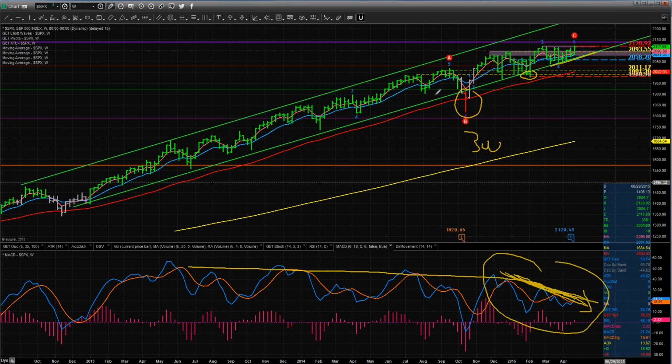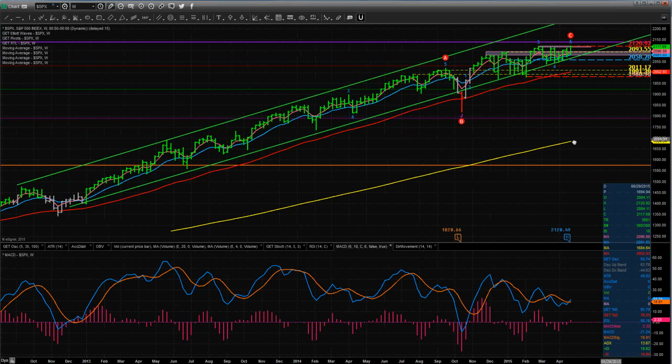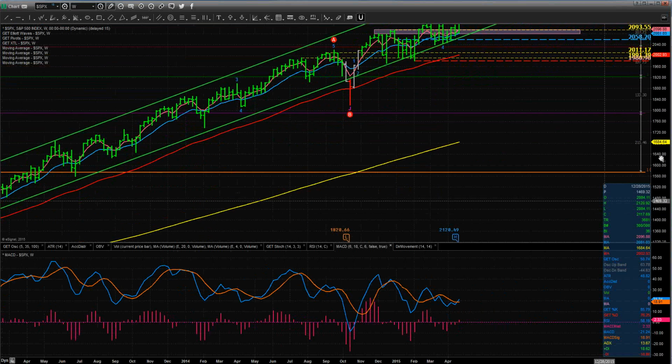So if we break this lower channel line of this upsloping channel that we've been in since late 2012, we're going to come down and test these areas down here again, which would mean we break possibly the opening price of the SPX, which was 2058.20 for this year. So I've got some concern, folks, about where we are and where we can go.